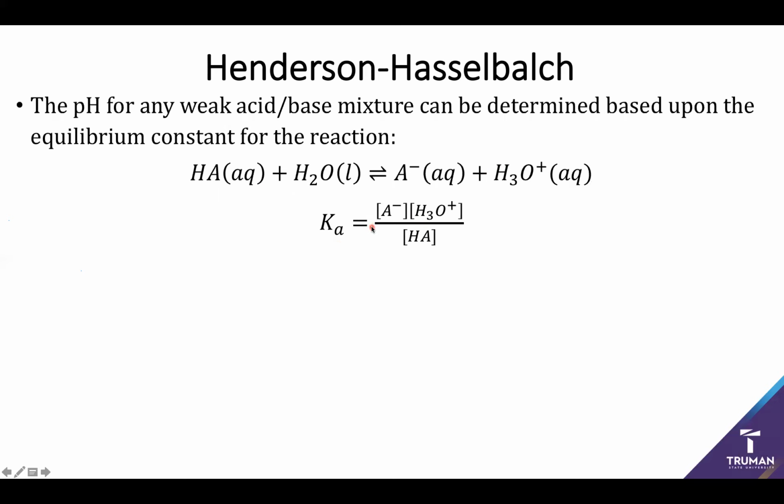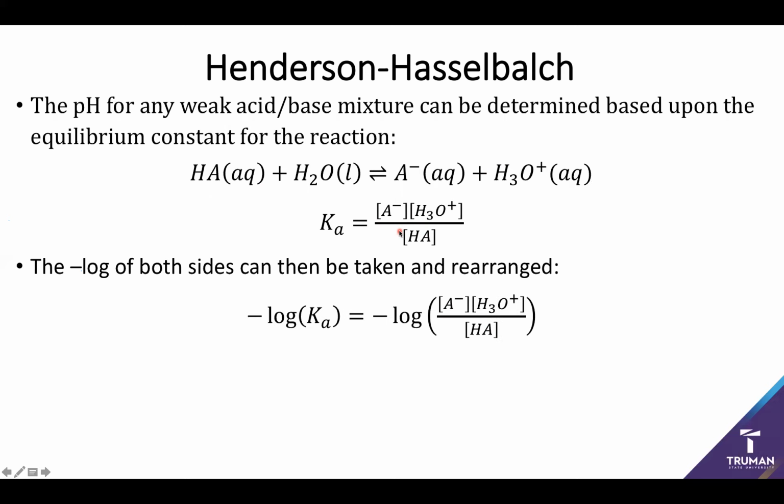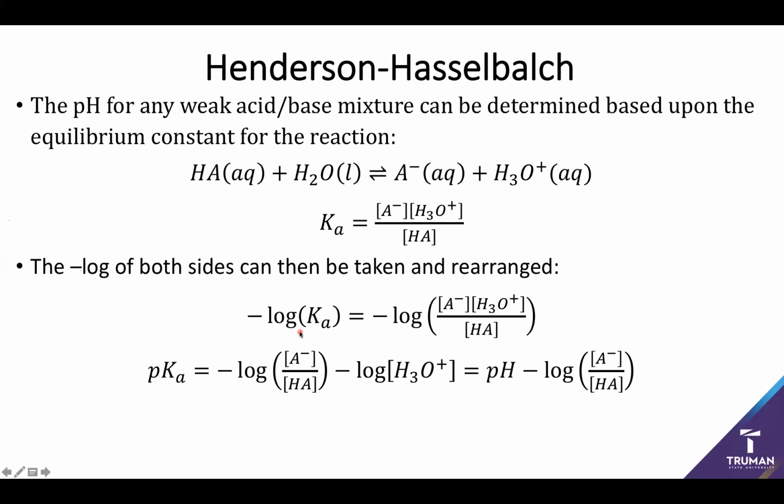And most of what we're going to do from here is just some cute mathematical tricks. So what I can do is say, hey, I've got a Ka, and it's going to be related to this ratio. Now, like most cute mathematical tricks, it starts with a log. So what we do is we take the negative log of each side. So I've got the negative log of Ka, and I've got the negative log of the ratio. Well, it turns out we know what the negative log of Ka is. It's pKa. Then I can go ahead and use log laws to say, hey, the log of a product is going to be the sum of the logs.